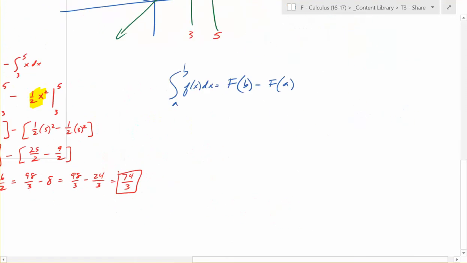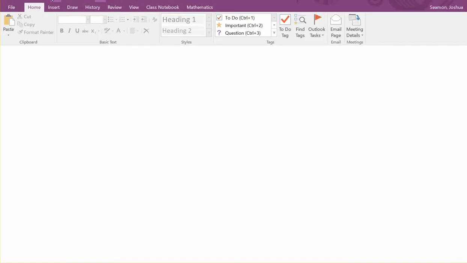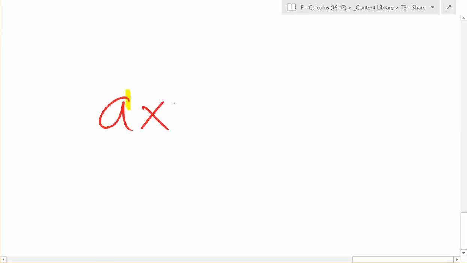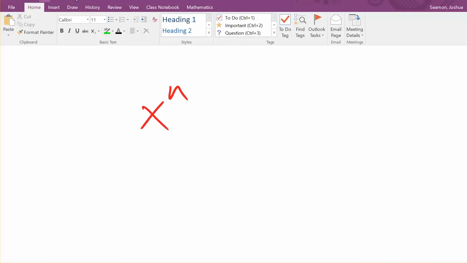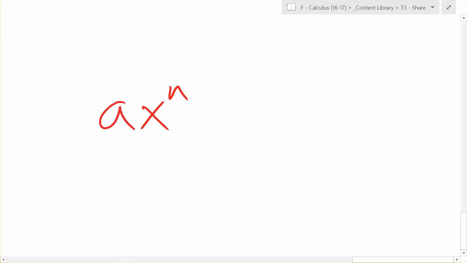The antiderivative. Yeah, so you know how to do one type of antiderivative right now. Let's do the super general form of it. That's a great question to ask, Chris. So let's say I had ax to the n power. What's the integral of that going to be?